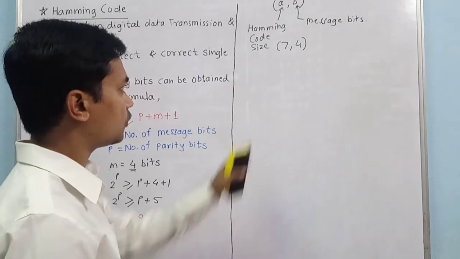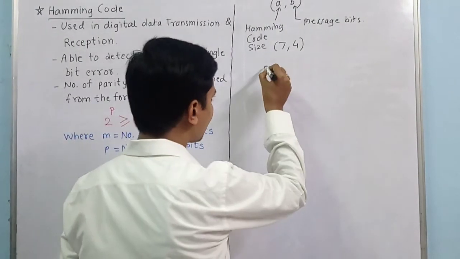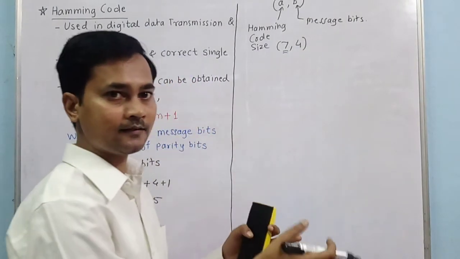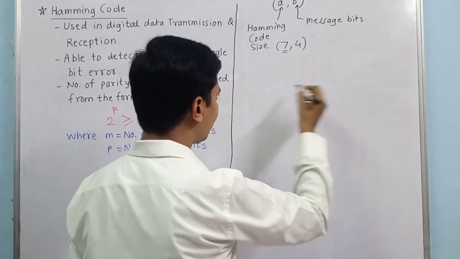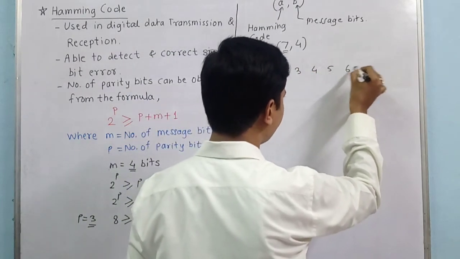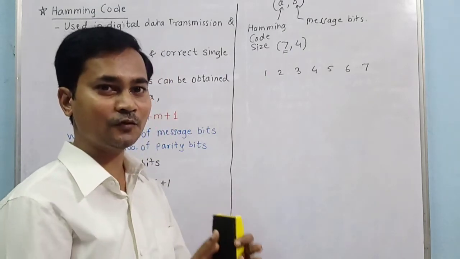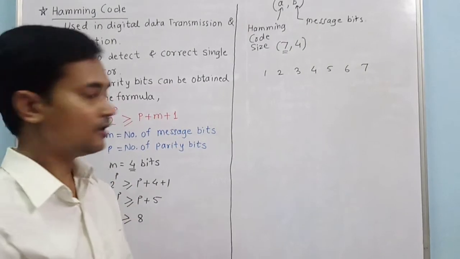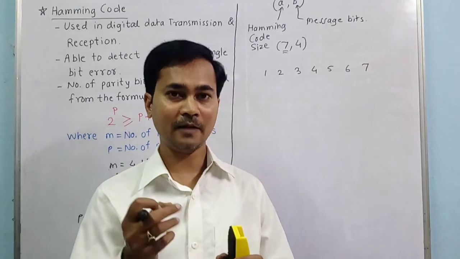So how do we form this Hamming code? In total, 7 bits have to be transmitted by the transmitter, and the receiver has to receive the same thing. We will write down the sequence of bit positions: 1, 2, 3, 4, 5, 6 and 7. Now what is the actual position of the parity bits and the message bits? That is the question.